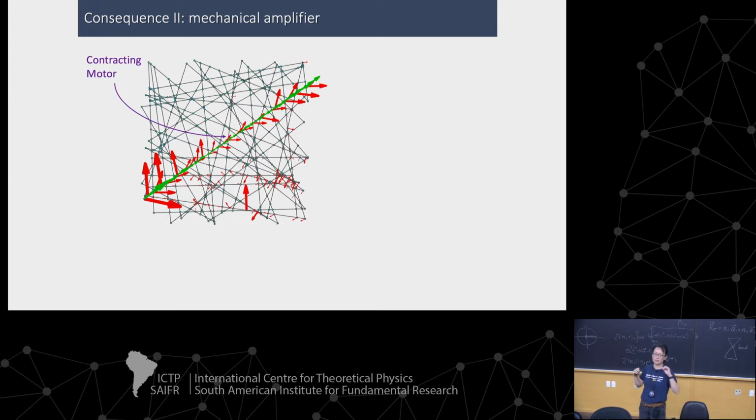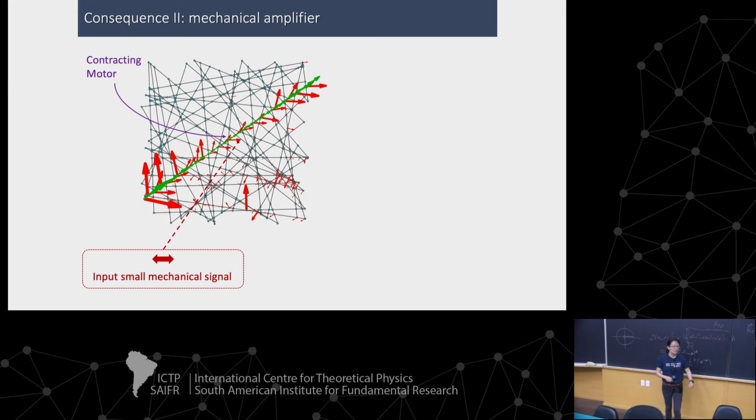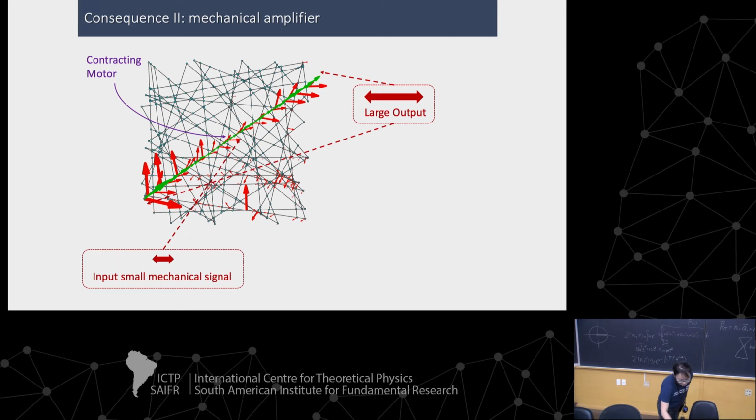For example, it can serve as an amplifier, right? For example, if you put in a motor that contracts locally here, you create a mode that exponentially grows as you go away from this point. Then when you have a small mechanical input here, when you shake here, it's going to excite this mode and create larger signals on the outside of the network. This can serve as an amplifier.